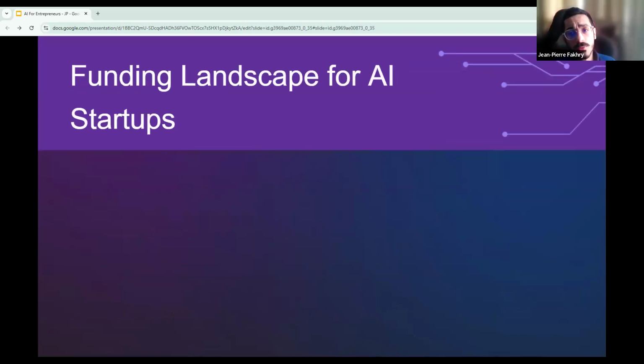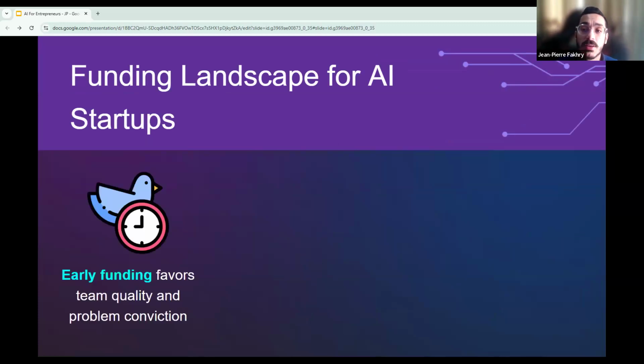Now, for the funding landscape, in 2024, AI startups raised more capital than any other category by far. This is globally. But that headline, guys, hides a very important truth. The money was heavily concentrated. The top 10% of the AI startups raised the vast majority of that capital.